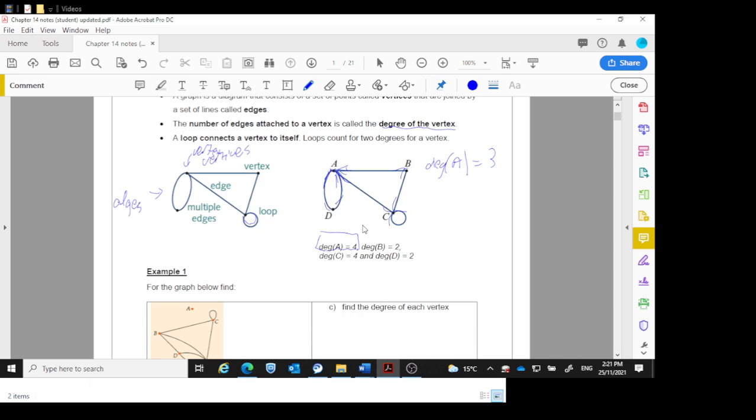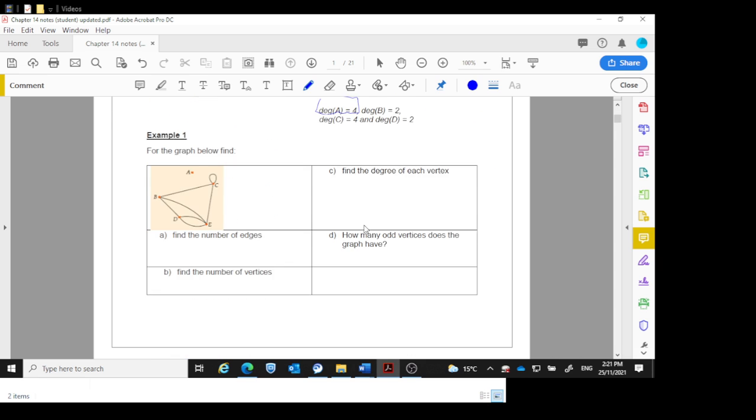Example 1 says, for the graph, find part A, the number of edges. So how many edges do we have? We're just going to count them: 1, 2, 3, 4, 5, 6, 7. There are 7 edges. Number of vertices: 1, 2, 3, 4, 5. A, B, C, D, and E.